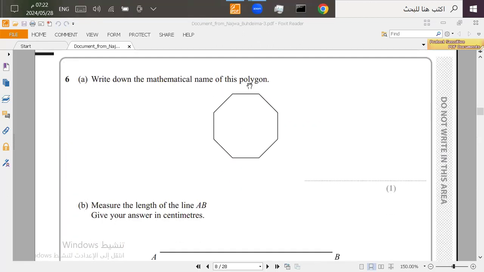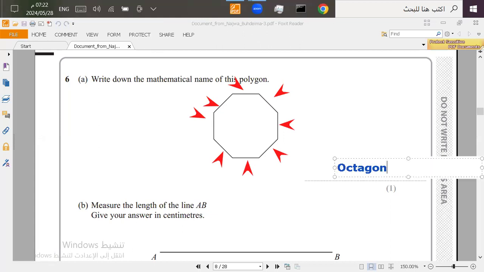Write down the mathematical name of this shape. This shape here has how many sides? Let's count them. So we have 1, 2, 3, 4, 5, 6, 7, 8. Now, 8 sides means it's an octa. Octa. So it's an octagon. So it's an octagon. Good.